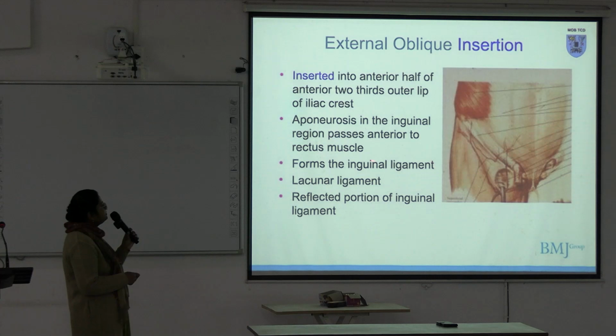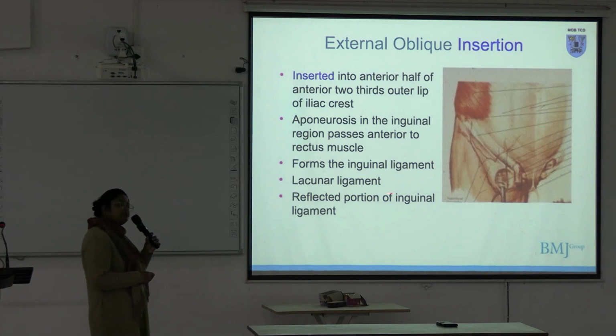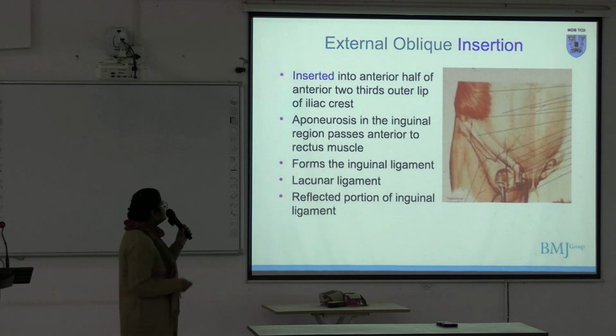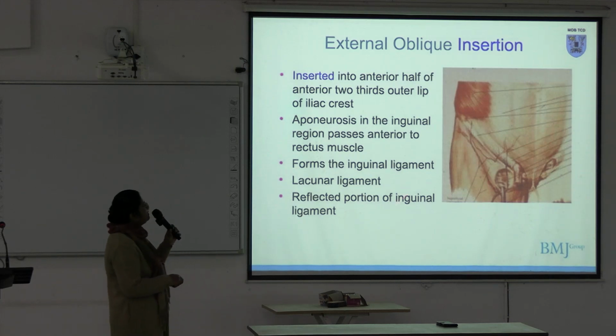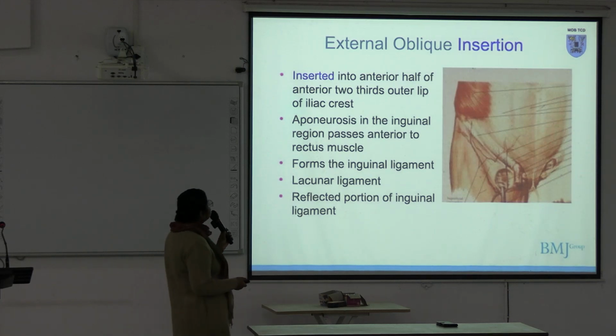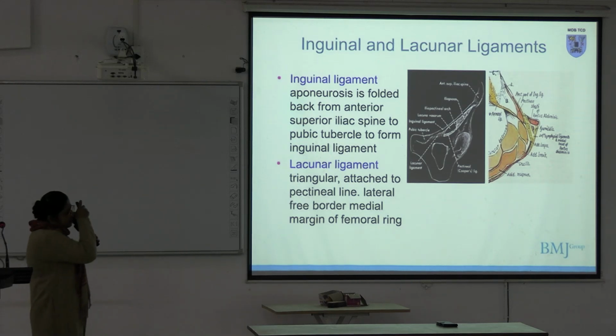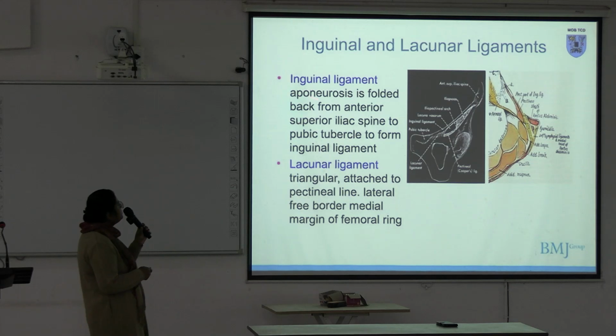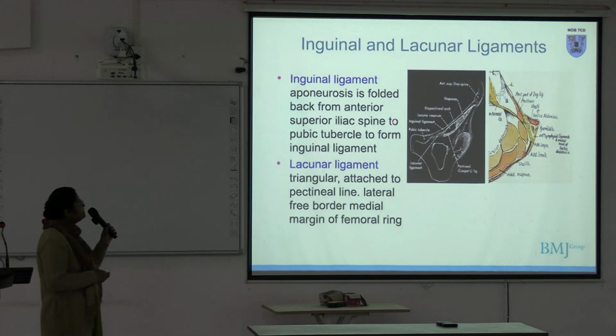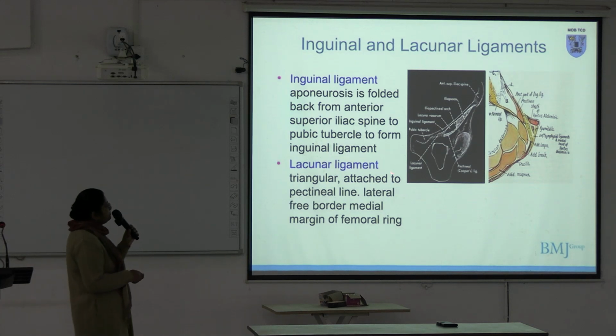And extension from this inguinal ligament is the lacunar ligament, a triangular extension near the midline. And the reflected portion of the inguinal ligament is also an extension from the inguinal ligament. So all these are formed by external oblique. Next, inguinal ligament, how is it formed? Aponeurosis of the external oblique is folded back from the anterior superior iliac spine to the pubic tubercle to form the inguinal ligament here. From anterior superior iliac spine to pubic tubercle.